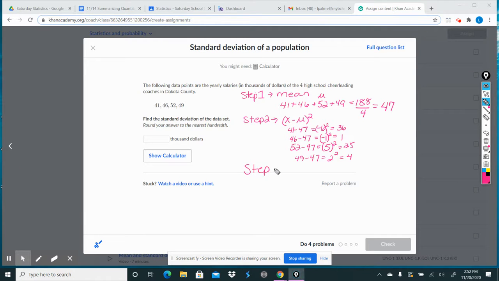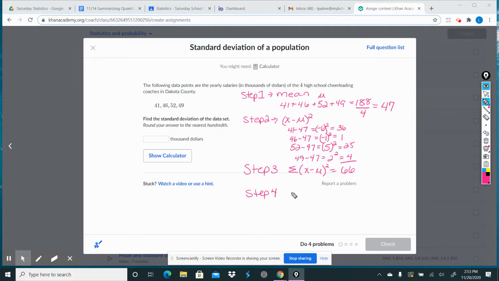Secondly, the third step is we're going to take all those values that we just found and add them up. So we're going to find the sum of the data values minus the mu, the mean, squared, which happens to be 66. Once you add all those up, you get 66. 36 plus 1 plus 25 plus 4 is 66. And step 3, almost done.